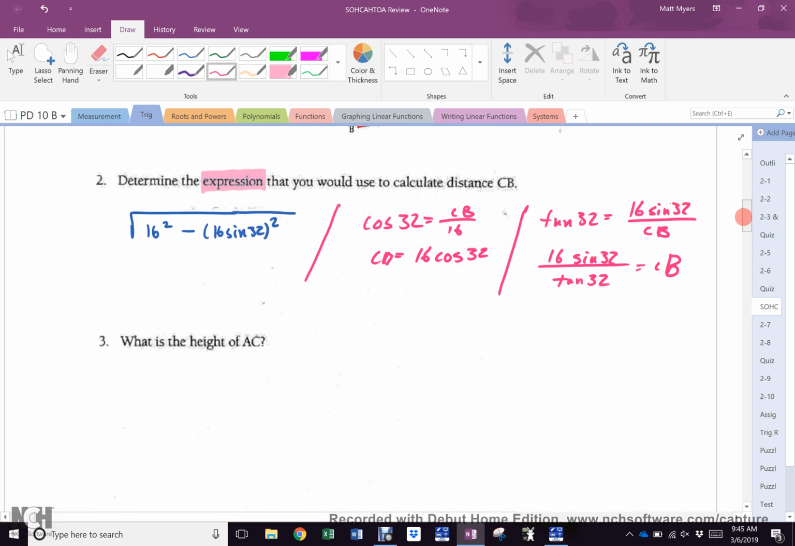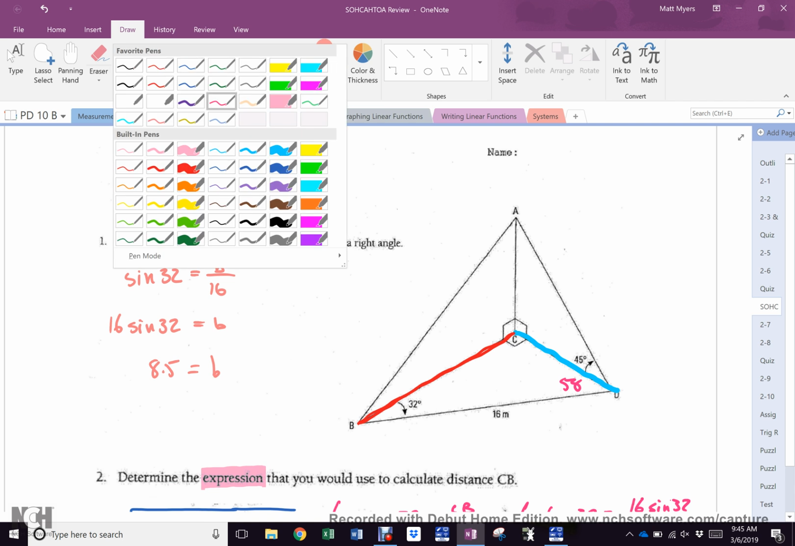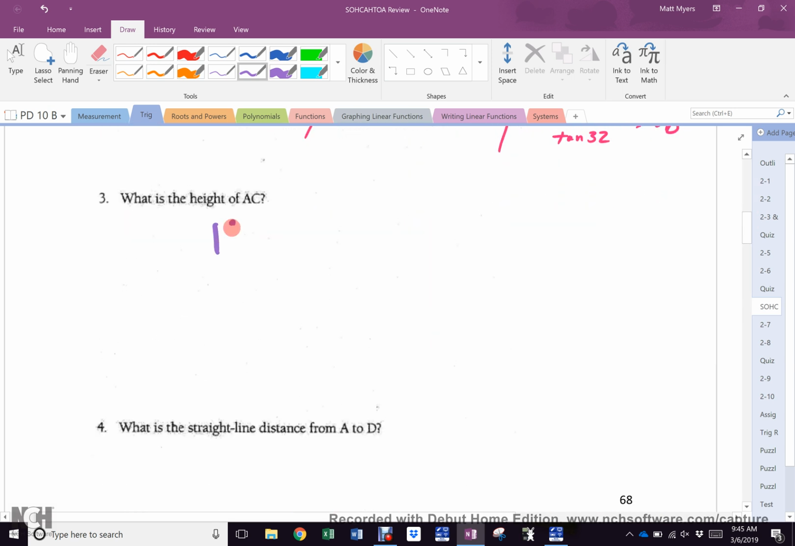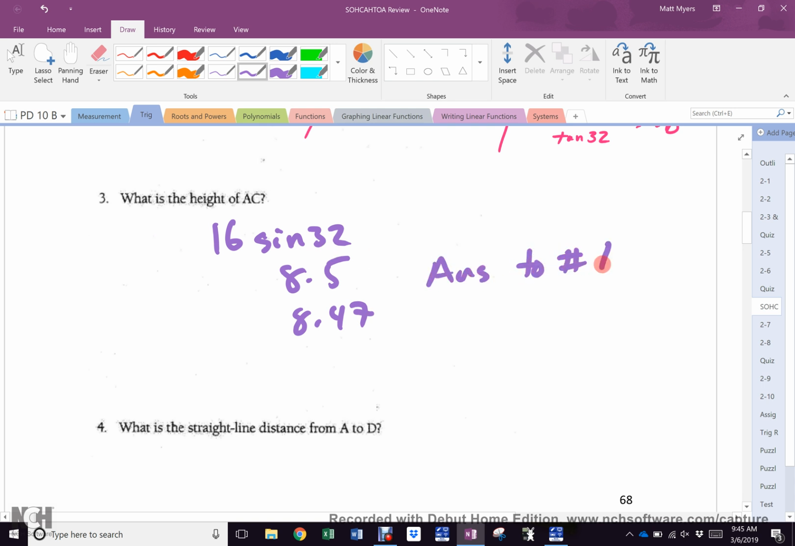Next question. What is the height of AC? Which is this one. Of course, if that's 45, what's this? 45, which makes this an isosceles triangle, which makes this side and this side the same. So, AC was 16 sine 32, or 8.5, or 8.47, or whatever you did. This is the answer to number 1. Whatever you wrote there is here.